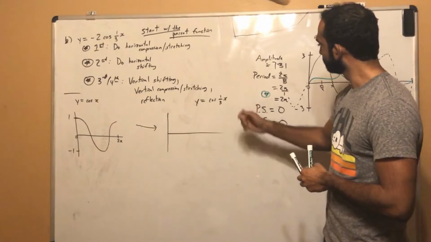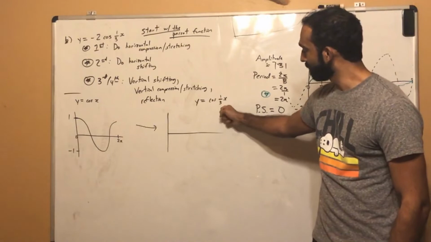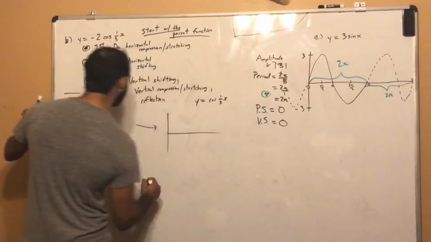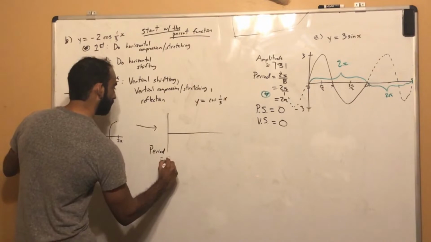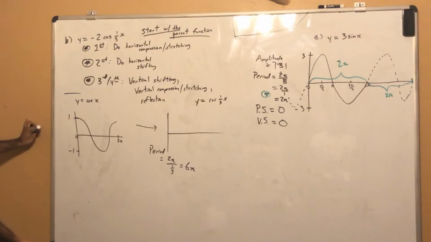Actually, I kind of lied earlier. For this one, it would help a little bit to have your period computed beforehand. So my b value is 1/3, yes? So my period is going to be what? 2π all over 1/3, which is 2π times 3, which comes out to be a nice 6π. So it takes 6π to complete one cycle.